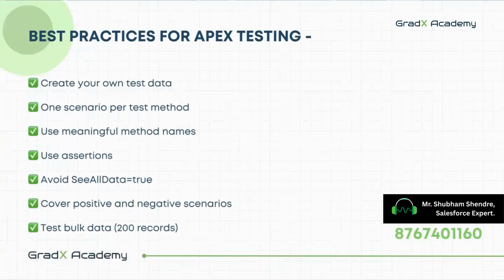The last question that is very important is, what are the best practices of Apex testing? These are some best practices that you can say. First is create our own test data. Second is one scenario or one test case for one test method. Third is use meaningful method names. Fourth is use assertions. Fifth is avoid seeAllData equal to true, which means do not use the org's data, right?